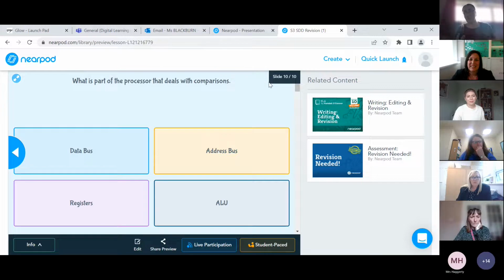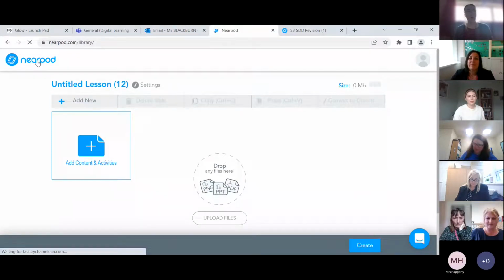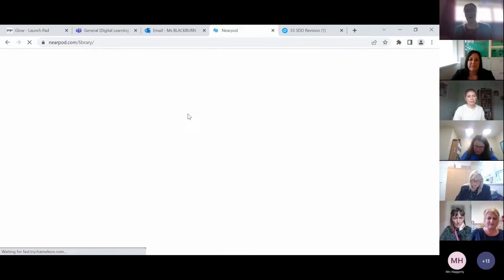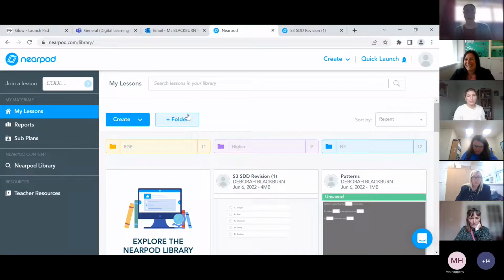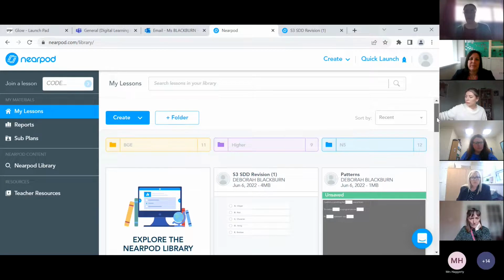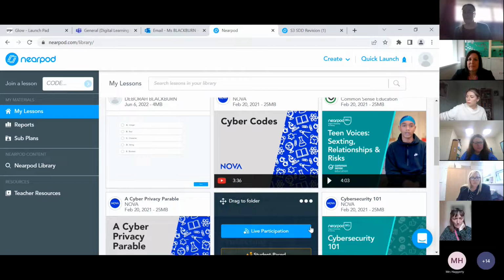So that's me creating lessons. But what Nearpod also has is a bank of lessons as well. There's quite a few, not many to be fair, for computer science. But they do have lots of stuff. Some of the ones that I did see were very computer orientated, like teen voice and sexting, but there's lots of other ones as well for different subjects and different levels, because there's quite a lot aimed at primary as well as high school.